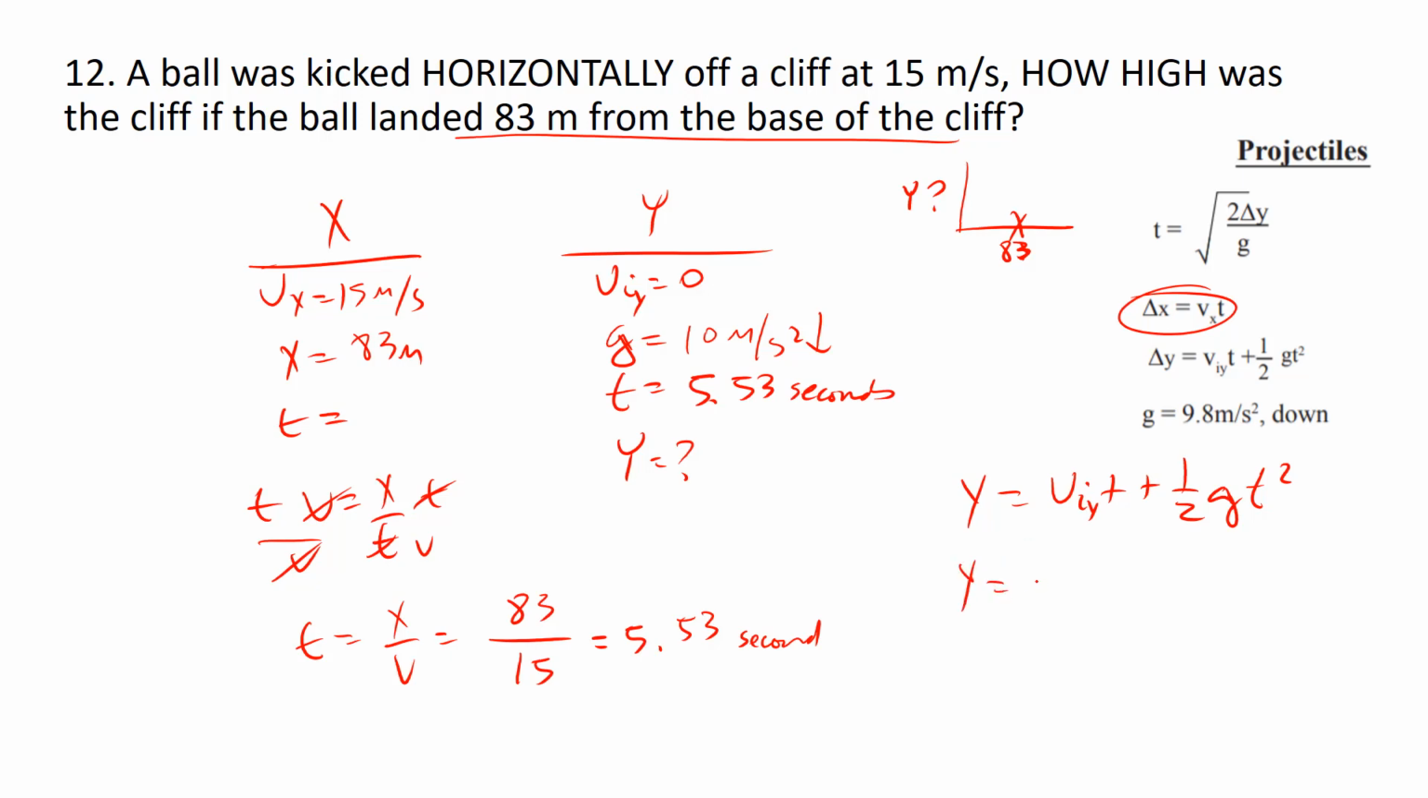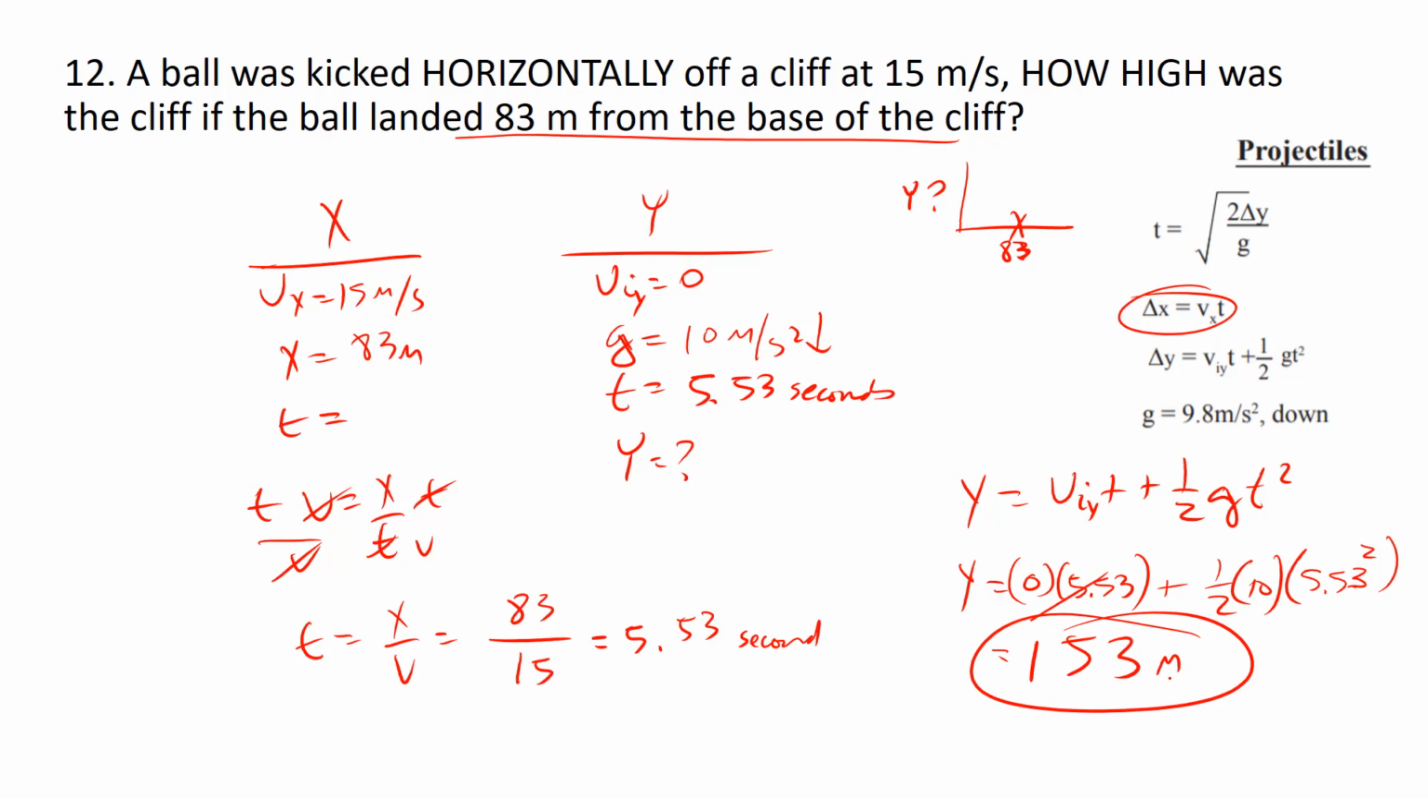So our y is going to be equal to 0 times the time of 5.53 plus 1/2 times 10, or you can use 9.8, times 5.53, and only the 5.53 is squared. So we don't have to worry about this first part. It's going to cancel itself out. 5.53 squared equals 30.5809 times 10 times 0.5, and you get 153. I'm just going to go 153 meters. So that's how tall this cliff would have been.